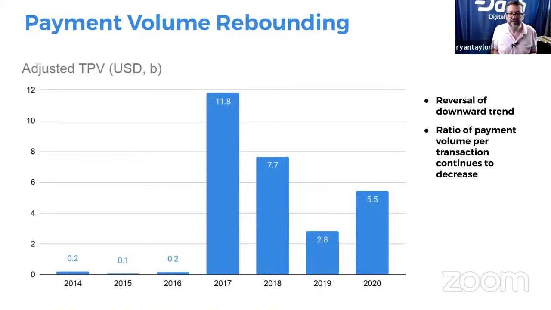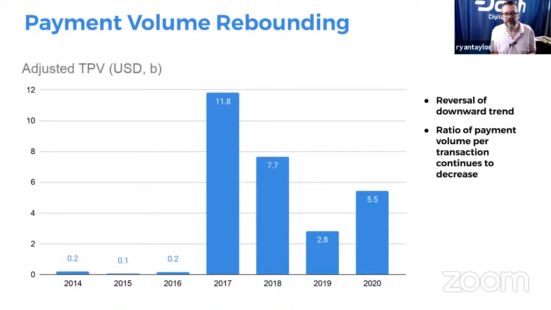Payment volumes also rebounded, not to the level that we saw in 2017, 2018, which was right at the peak of the last bubble, but we did see a significant uptick from 2019. The ratio of payment volume per transaction does continue to decrease. So if you look at the total payment volume versus the number of transactions, the average size of a transaction has dropped significantly. And what that's indicative of is more actual use for transacting, and less of the speculative investor that's moving tens of thousands or hundreds of thousands of dollars through the network at a time.